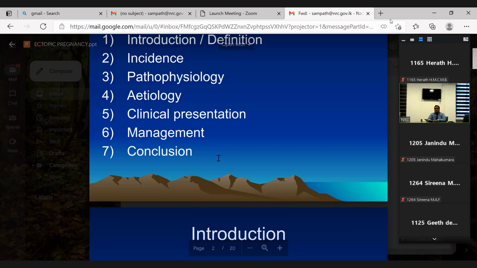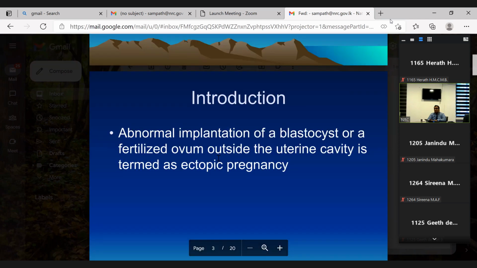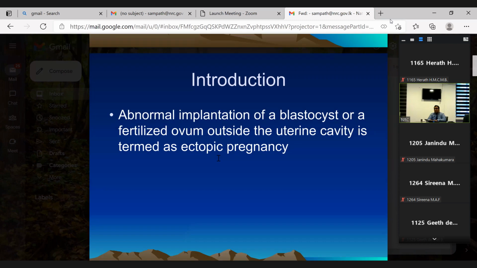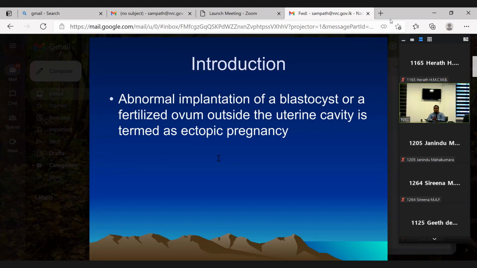I have put some case scenarios. We'll have a look at them depending on each scenario. Not all pregnancies come in the same presentation. They have similar presentations, but the presentation to a doctor can be different. It is abnormal implantation of a blastocyst or a fertilized ovum outside the uterine cavity, and that is ectopic pregnancy.